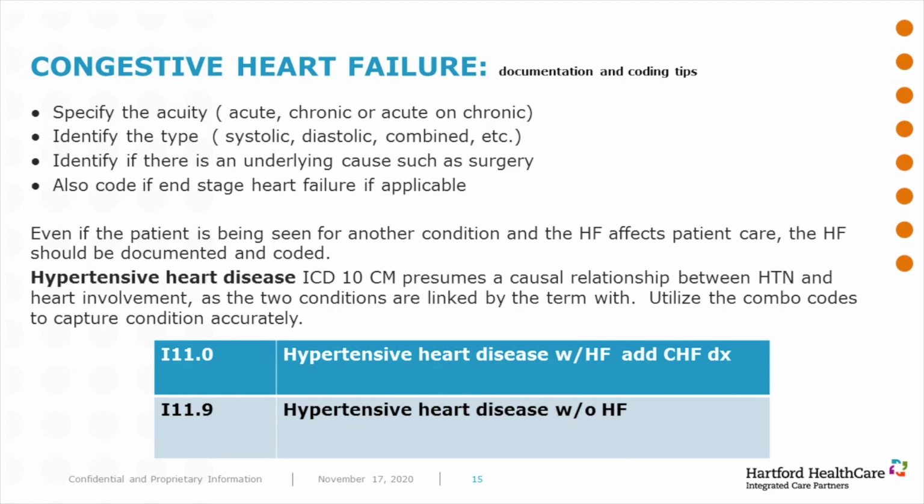Coding guidance states that we can assume the relationship of these two conditions. So when a coder is doing a chart review and we see those two conditions, we can actually change it to the combo code for you. But ideally, it's important that the provider document and capture that code, because what if our chart reviewer can't look at every record, right? It's important that we get it right from the beginning so that we don't miss any opportunities.